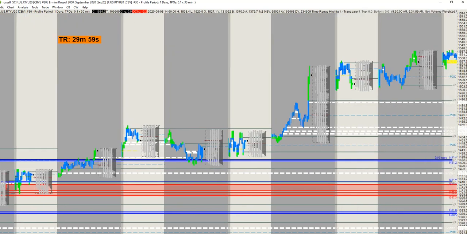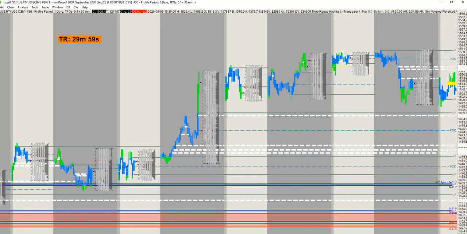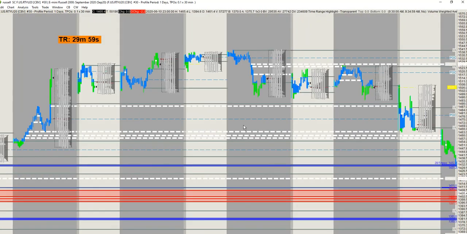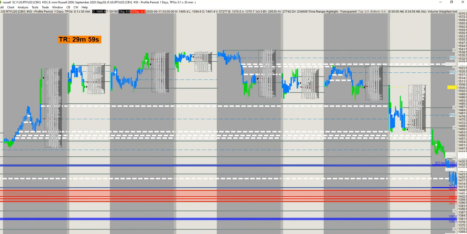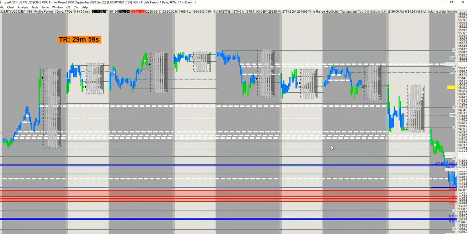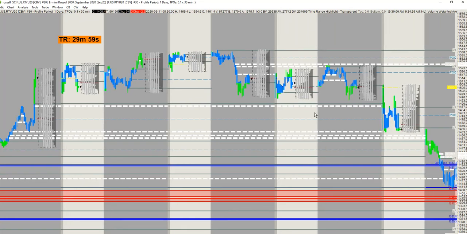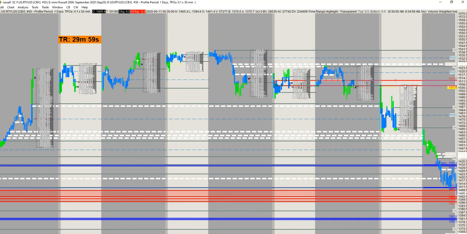So I want to get to an area where we get a change in value. Okay, value is above, value is lower, and now we have new information that just came into the market. What's going on?